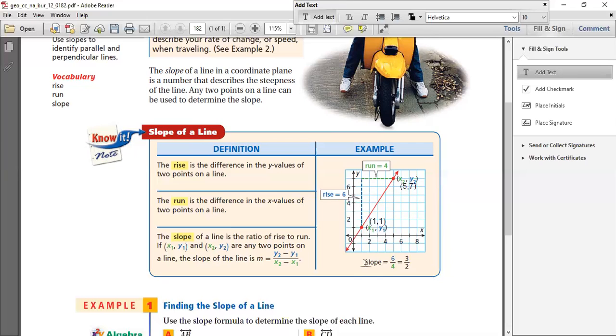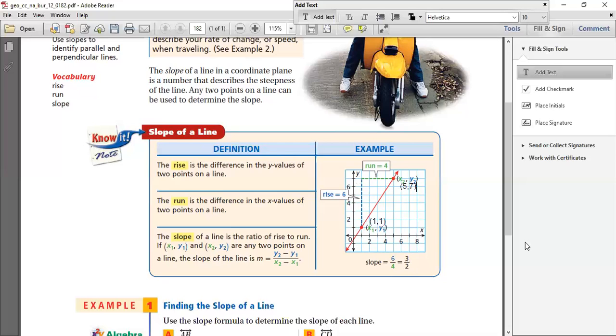So if you're using the formula, it will be y2, so 7 minus 1, which is 6, over x2 minus x1, which is 5 minus 1, which is equal to 4. So it's going to be 6 over 4, and when you simplify it by 2, you will get 3 over 2. If you're using the concept of rise over run, that's going to be the same. So rise from this point, go up until you reach the point perpendicular to that. So you go up 1, 2, 3, 4, 5, 6. So you go 6 up and then 4 to the right. So 6 over 4, which if you simplify, you will also get 3 over 2.